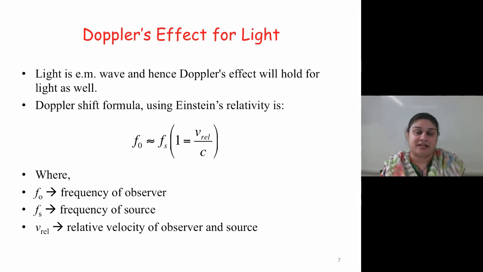Now, Doppler's effect for light. Since light is an electromagnetic wave, Doppler's effect will hold for light as well. The Doppler shift formula, now we have to use Einstein's relativity formula, will be given by f0, which is approximately equal to fs (1 plus v relative over c), where f0 is the frequency of the observer, fs is the frequency of the source, and v relative is the relative velocity of the observer and the source.